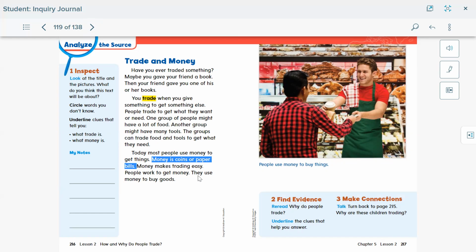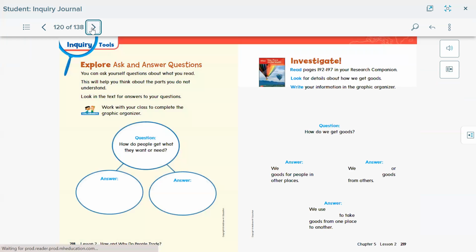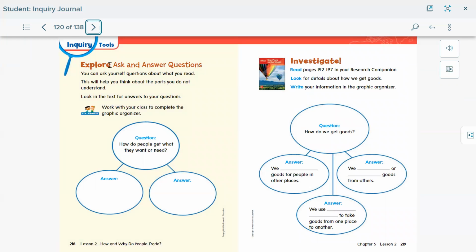Okay. If you look at the picture here, people use money to buy things. So the customer here is paying money and buying a cup and a bag that has food, and the cup has coffee. Right? So let's go to the next page and see what we have here.